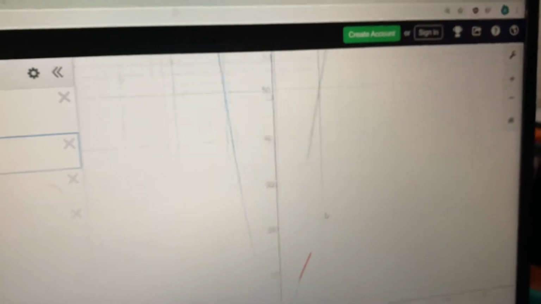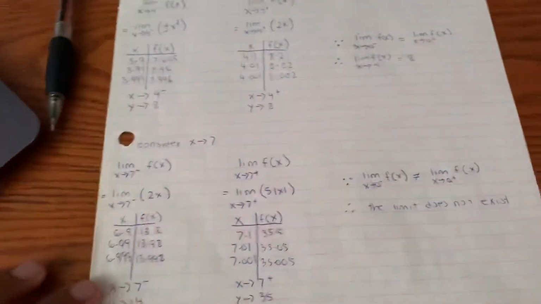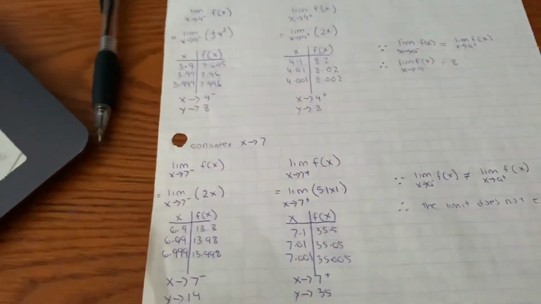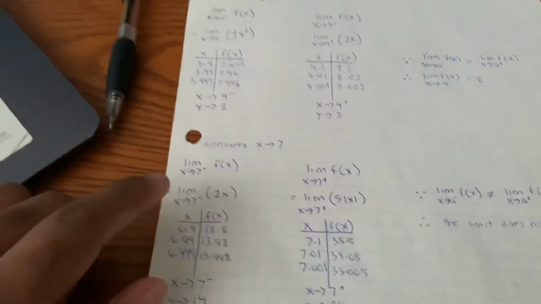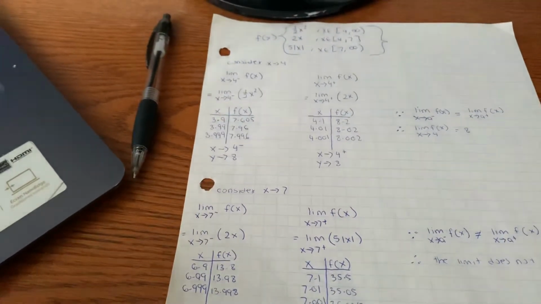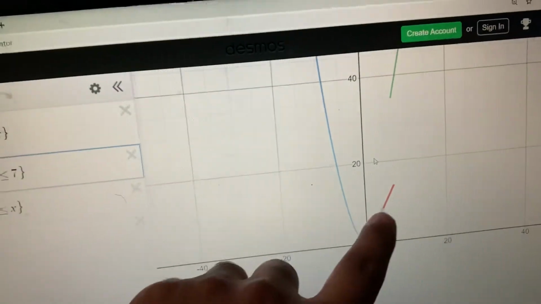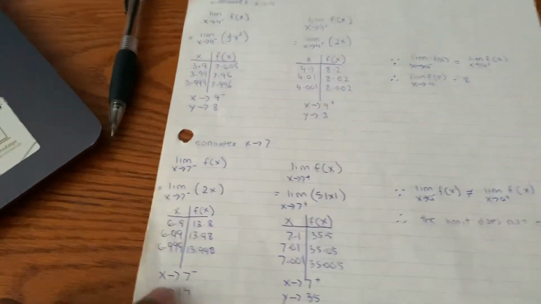For the second point, visually you can already tell, at the second junction point where it's supposed to connect, there's a big space here. So consider when x is approaching 7. That is the point where it connects. When x is approaching 7 from the left side, in this case it is the linear function. So I use the linear equation, 2x, and I got 14.